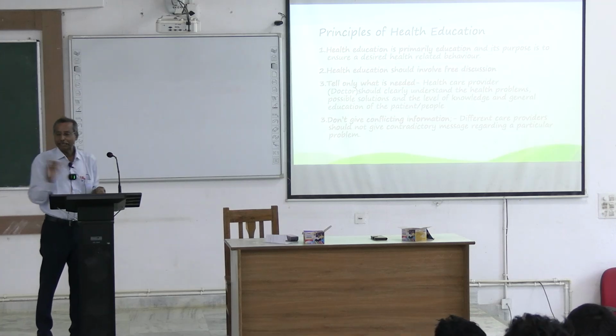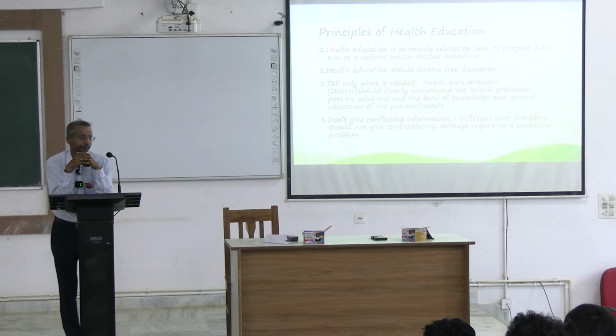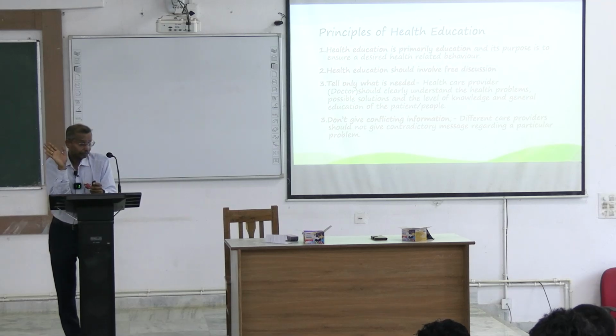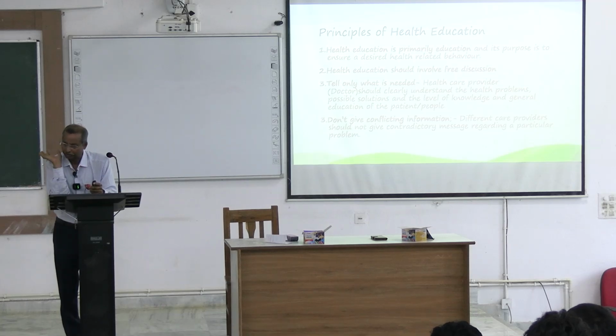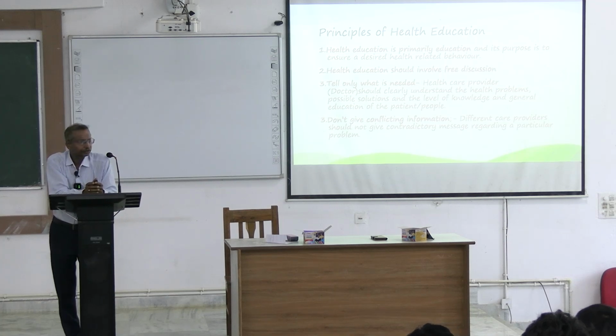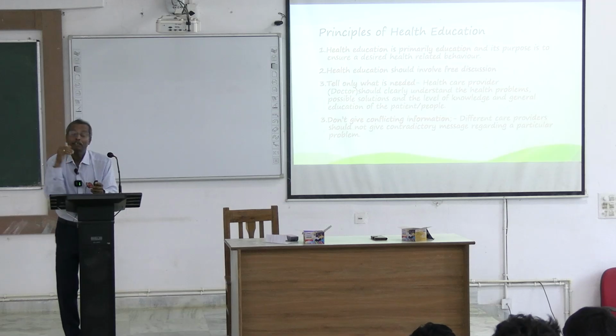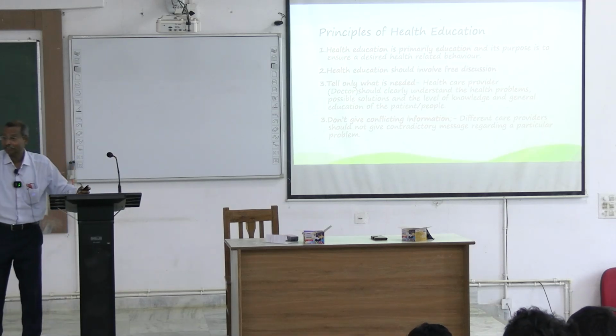And next, do not give conflicting information. Many a time, we unknowingly tell them. Say for example, the mothers may be educated, may not be educated, may be from urban, peri-urban or rural areas. If I tell the mother, continue breastfeeding up to 6 months, is it the correct information? 6 months, you can understand. But if I tell the mother, practice exclusive breastfeeding up to 6 months.